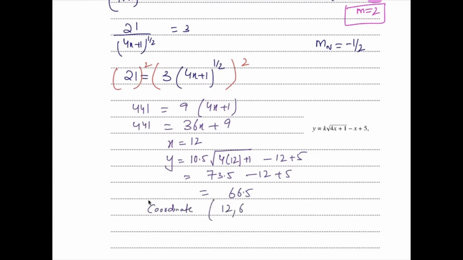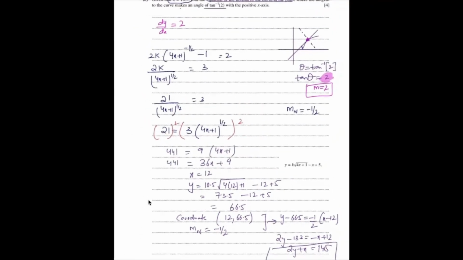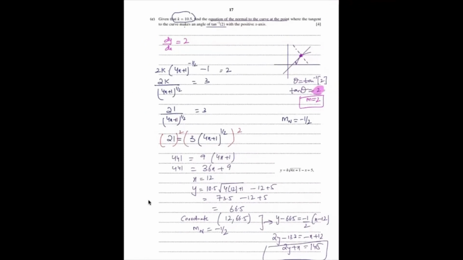So the coordinates are 12, 66.5. We know that the gradient of the normal line is minus 1 upon 2. So we can find the equation of the normal line. That is y minus y1 equals to m times x minus x1. So 2y plus x equals to 133 plus 12 is 145.